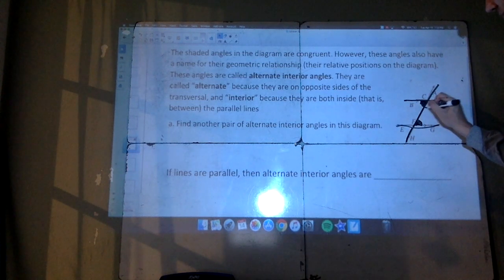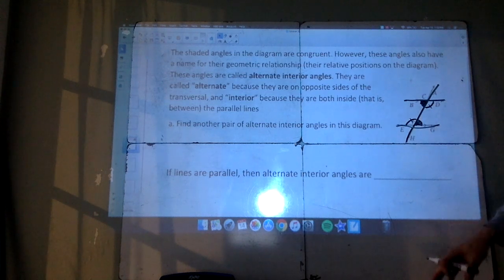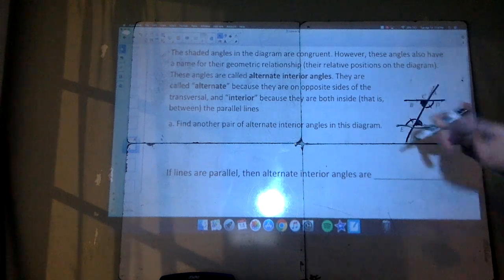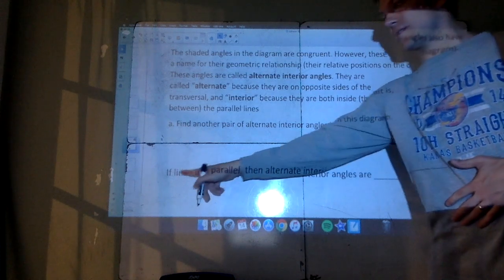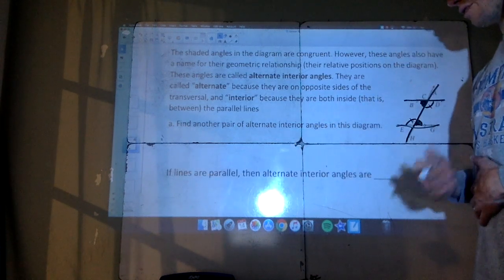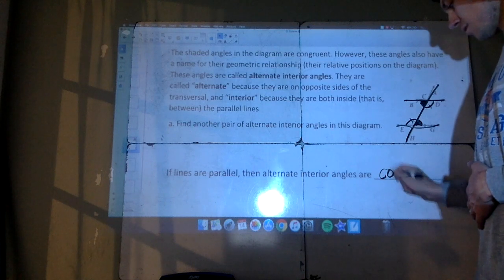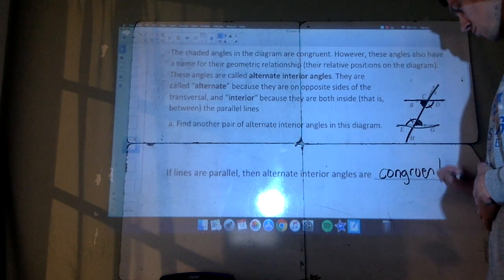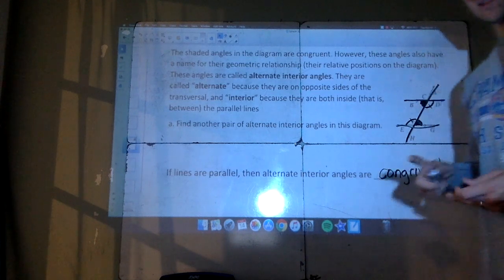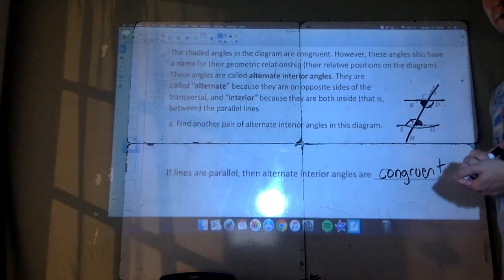So we're going to first find another pair of alternate interior angles. So the other pair would be this angle and that angle. Those are opposite sides and inside the parallel lines. So I want you to write this down. If lines are parallel, then alternate interior angles are congruent. That's the big idea there. If the lines are parallel, then you can say they're congruent.